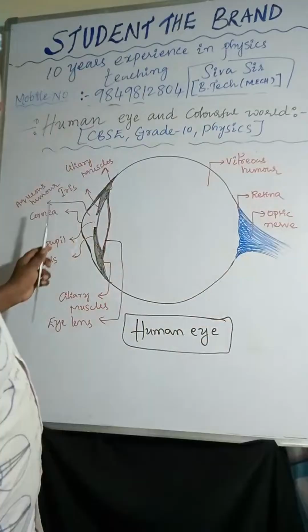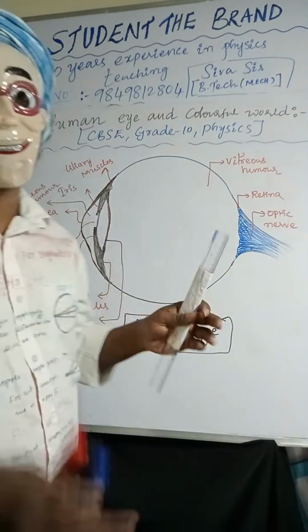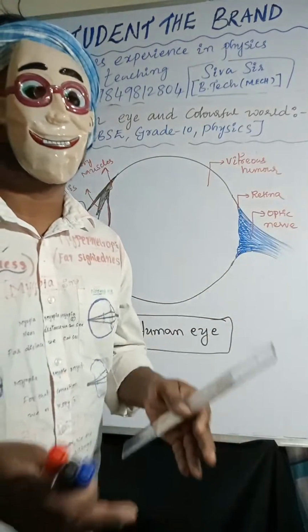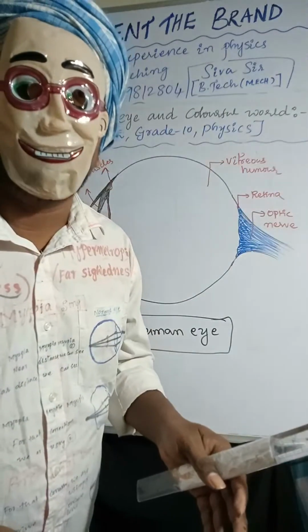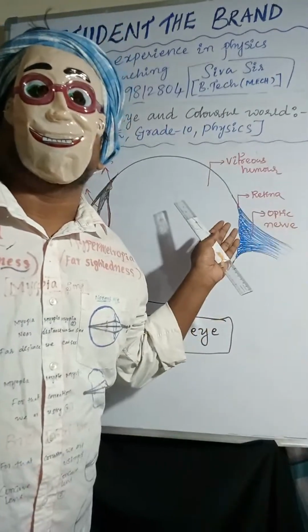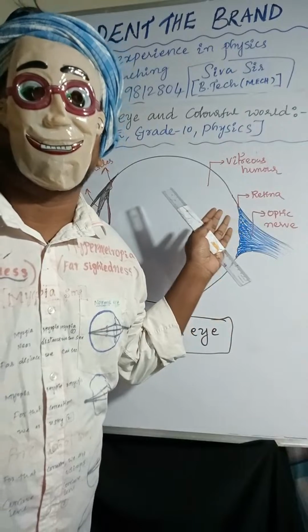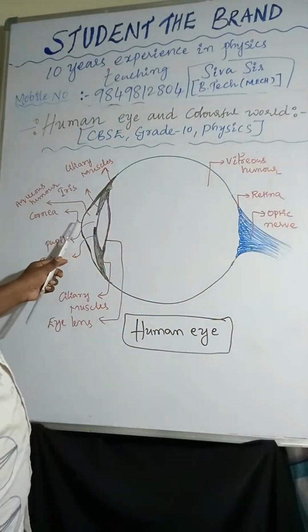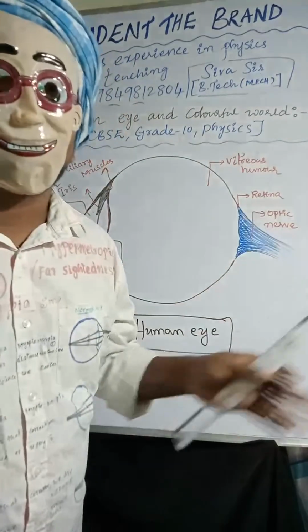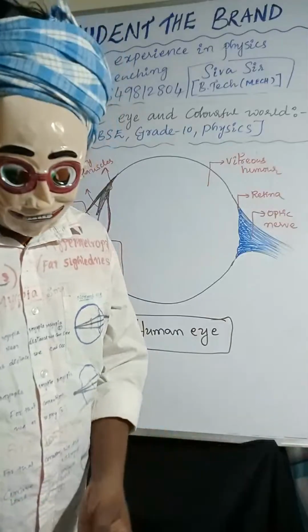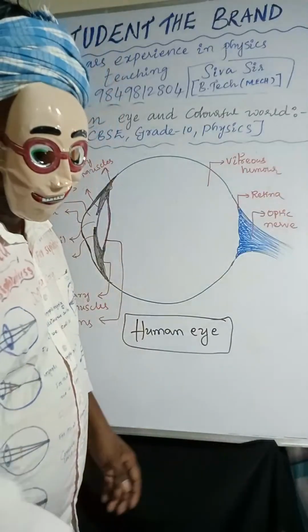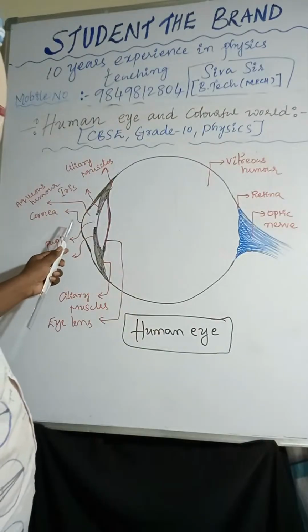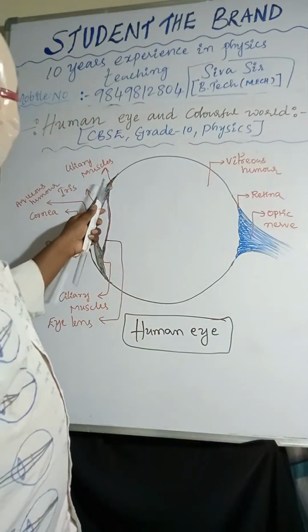The cornea is the frontal layer, the protective layer of the eye. Most of the refraction takes place at the cornea. And here you can see the ciliary muscles.